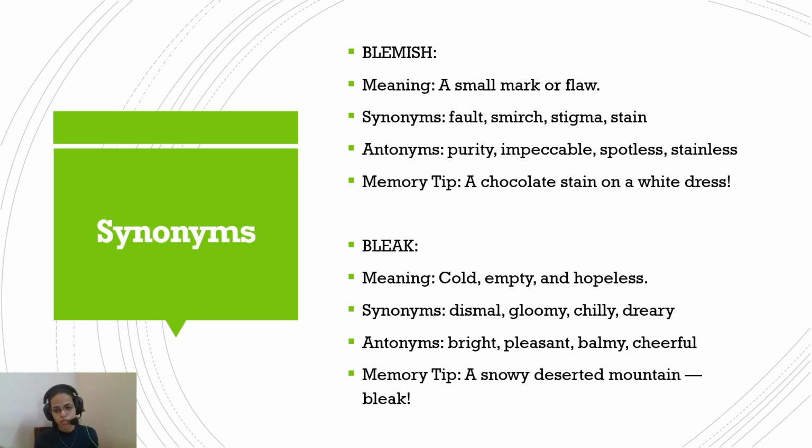Spotless. There is no spot. Stainless. Stainless is also again spotless. So yeah, distant antonym, but not the perfect one. So a chocolate stain on a white dress is a blemish. Blemish is mostly used in terms of purity, that a blemished record or unblemished record, something like that.